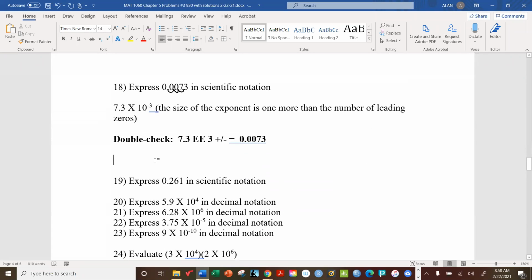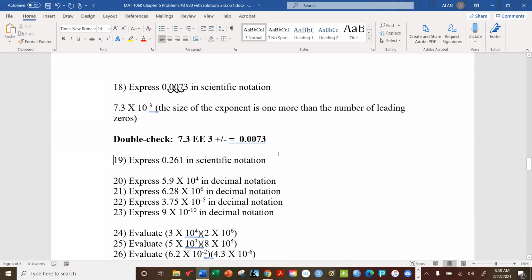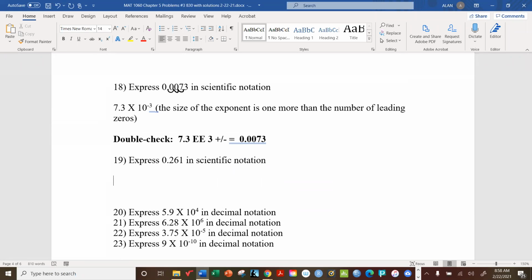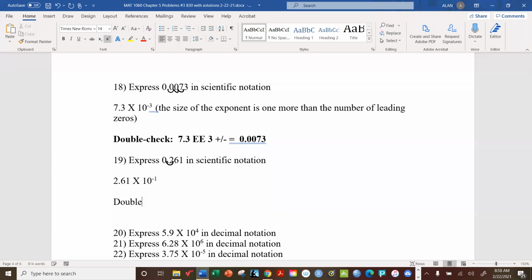All right, how about this one? Oh, some of these you have to work it backwards. So look how easy this one is. One place, that's it, you're done. 2.61 times 10 to the minus 1. And for your double check, 2.61, EE 1, use the plus minus sign. And that, and equals, don't forget the equals. Okay, one negative, and we're good.